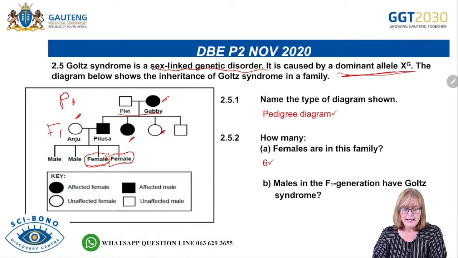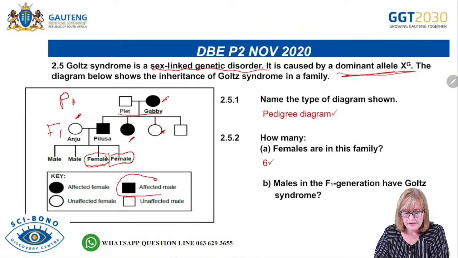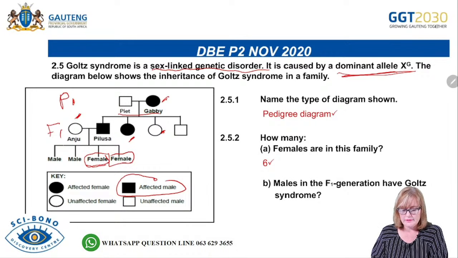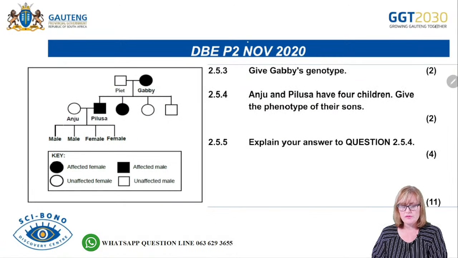Okay. Secondly, now they want to know, can you read the key? Because the key is telling me that the affected males will be shaded. How many are affected here of the males? Well, there are only 2 males, but only 1 is shaded. And that's Pelusa. So there will only be 1. Okay, let's go to the next part of the question.